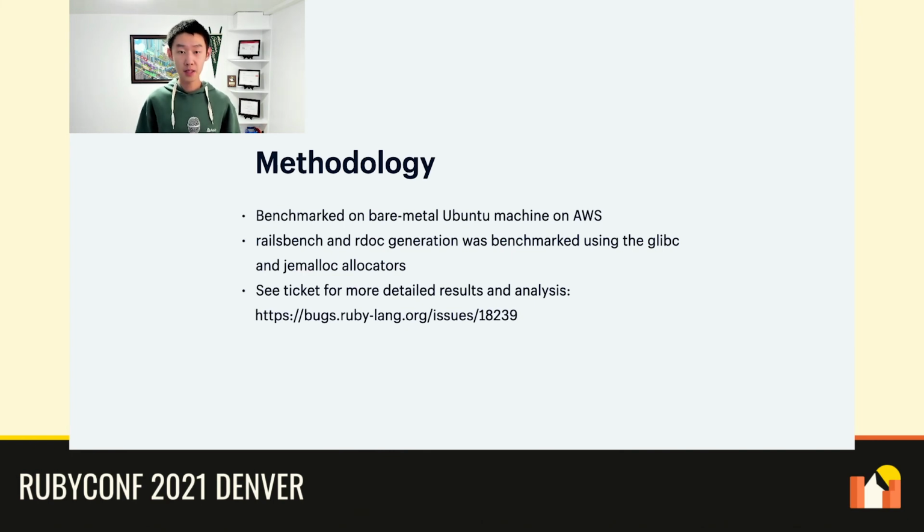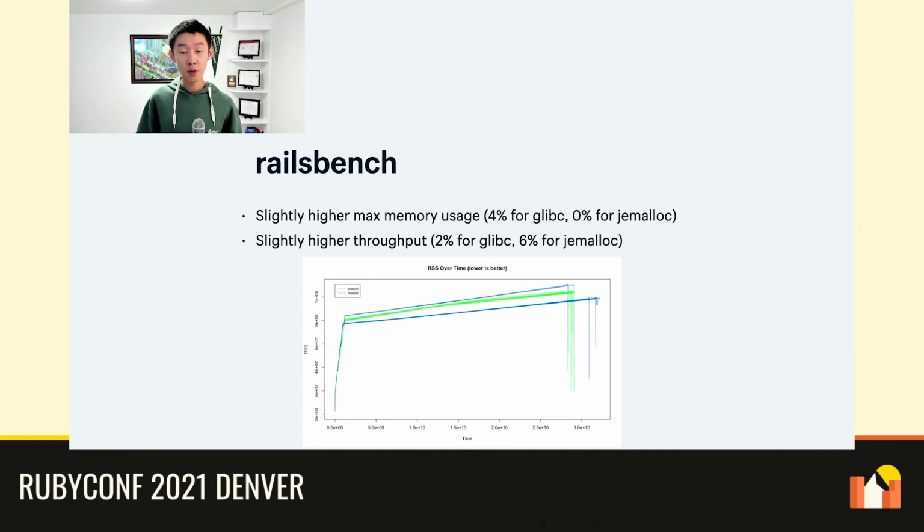Different allocators are implemented differently, and so they have different properties. glibc is the default allocator in Ubuntu. If you're interested in looking at more in-depth results and analysis, check out the ticket linked in the slides. In Railsbench, we see a slight increase in memory usage when using glibc and no increase when using malloc. However, we also see a small performance increase for both glibc and malloc.